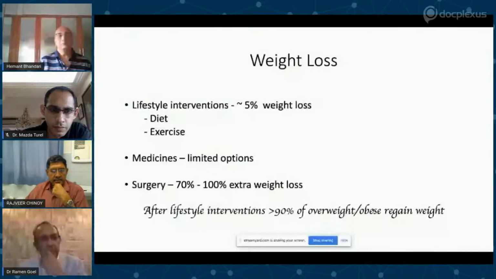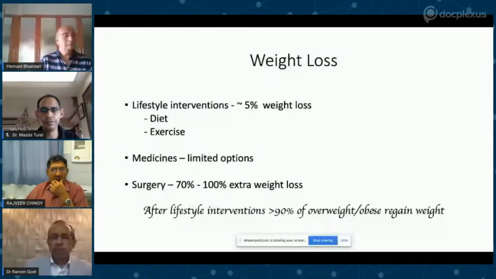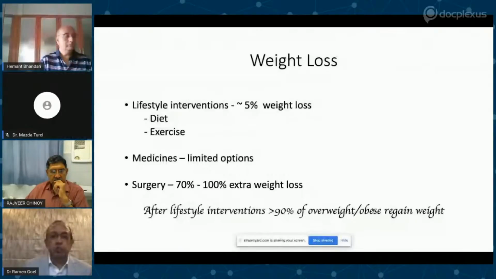Now, what is known scientifically is that all lifestyle interventions lead to about 5 to 10% weight loss, let's say, which includes diet and exercise together and behavioral changes. While medical management, the medicines for weight loss, are for very few patients where it's indicated, where they are about 20-25 kg overweight, and they give 70 to 100% extra weight loss.